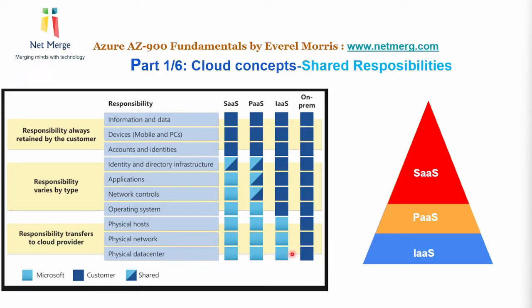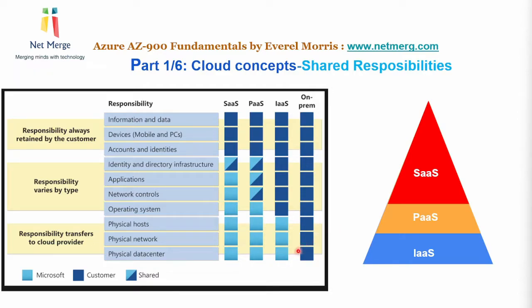So the physical data center, the physical security, the high availability, that would be their responsibility. The physical network, the cable company, the fiber optics line, those would be their responsibilities. The physical hosting, the hypervisors for you to create your virtual machine, that would be their responsibilities.